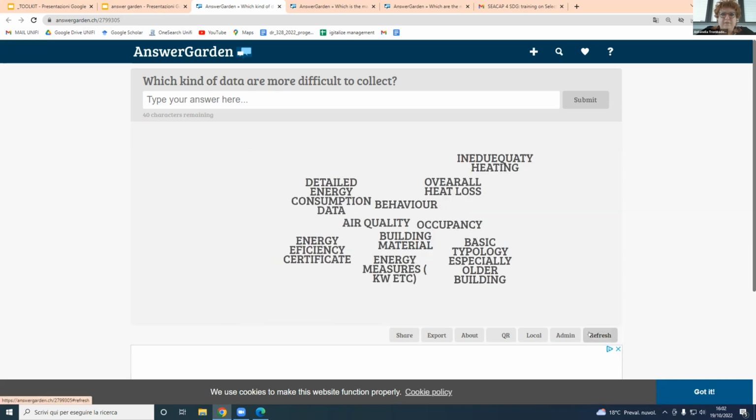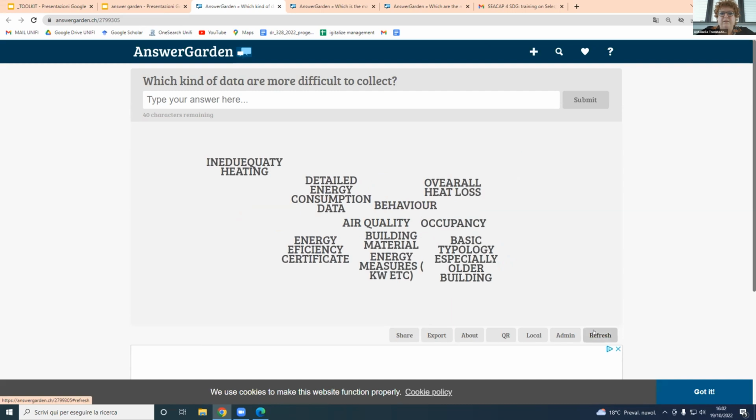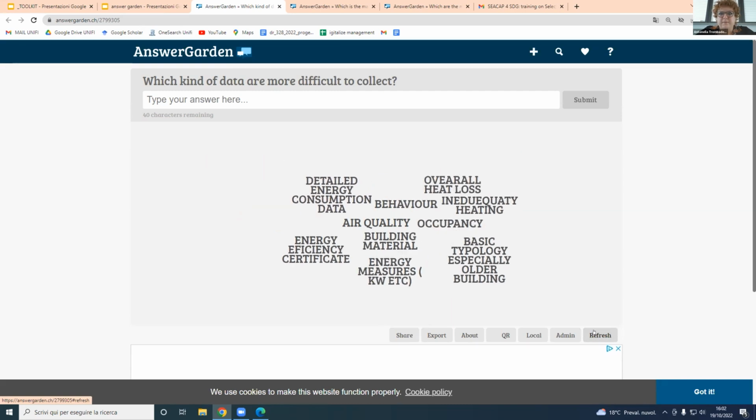Behavior, I think you are referring to the user behavior, okay? So the behavior related to the occupants and users.